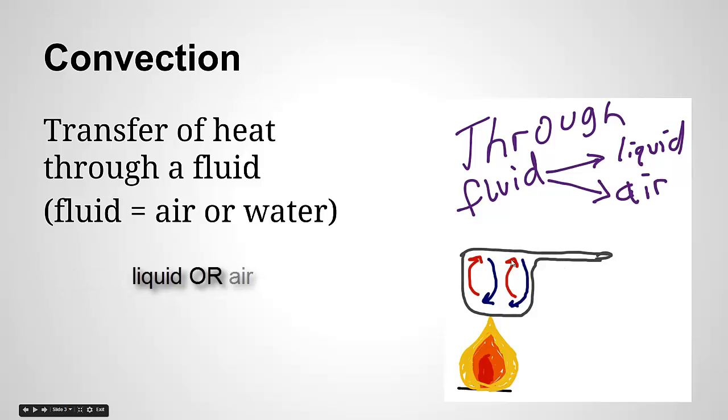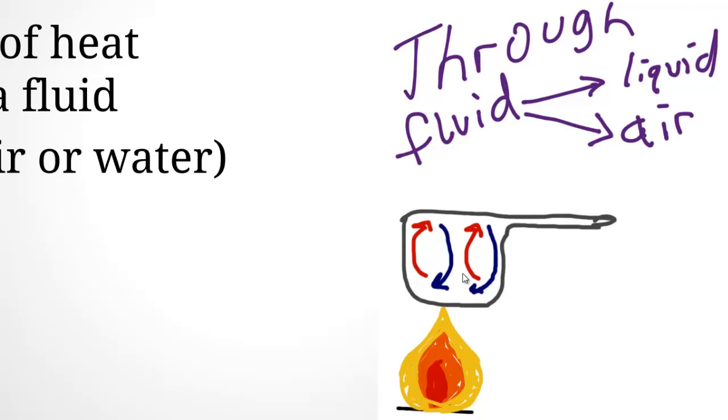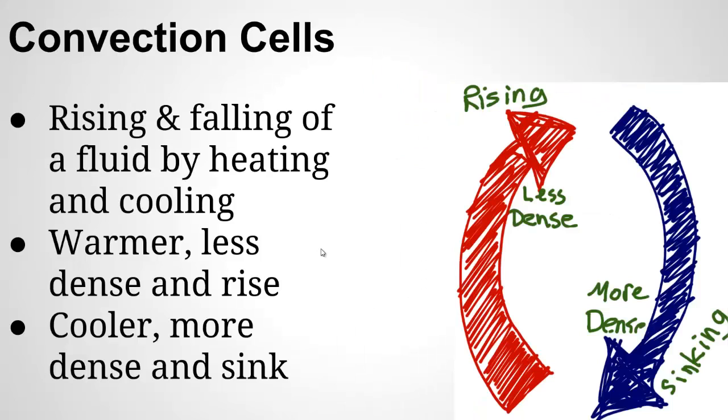And here's a pan of hot water or any other liquid, and we've got these things here called convection cells. We're going to take a closer look at that in the next slide. Convection cells: the rising and falling of fluid by heating and cooling.